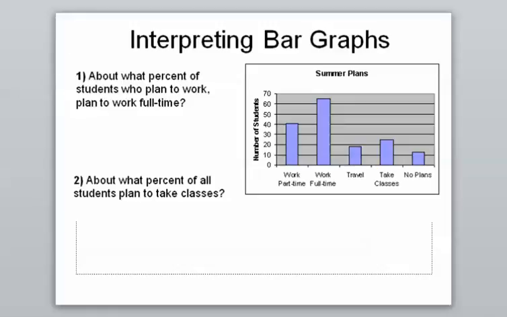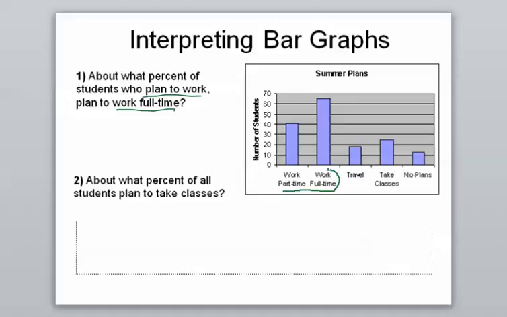When we look at a bar graph, one of the things that comes up is they can ask questions about this bar graph that we need to be able to interpret it and look at it and see what's going on. Now, one of the big things here is being careful and making certain you read the question carefully. It says, about what percent of students who plan to work full time. So they're not wanting everything here that's on this graph. They only want to look at the ones who plan to work.